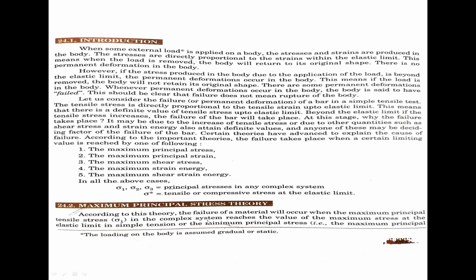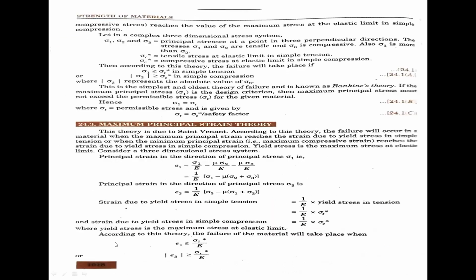According to this theory, the failure of material will occur when the maximum principal tensile stress sigma 1 in the complex system reaches the value of the maximum stress at the elastic limit in simple tension, or the maximum principal compressive stress reaches the value of the maximum stress at the elastic limit in simple compression. This is the simplest and oldest theory, known as Rankine's theory. So the maximum principal stress theory has two names.